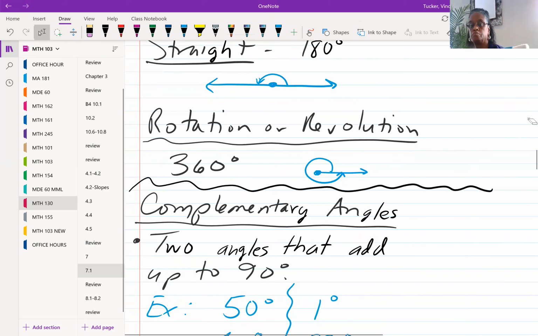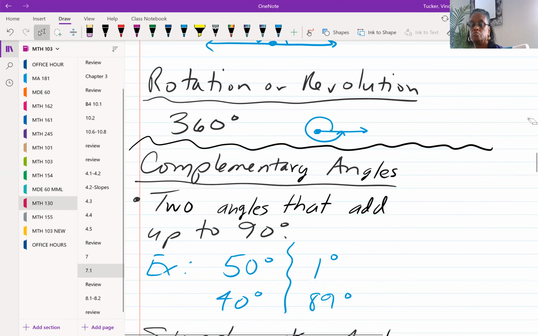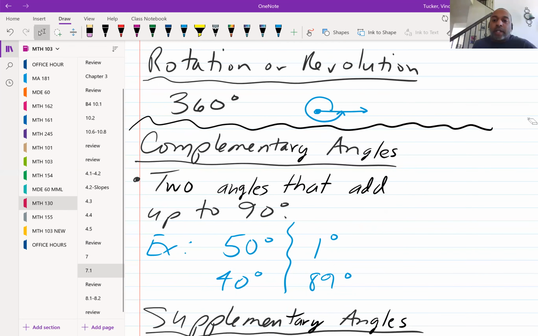All right, scrolling up some. So we have complementary angles. That's when two angles add up to give you 90 degrees. Here are some examples: 50 and 40 are considered complementary, and 1 degree and 89 degrees are considered complementary angles to each other.